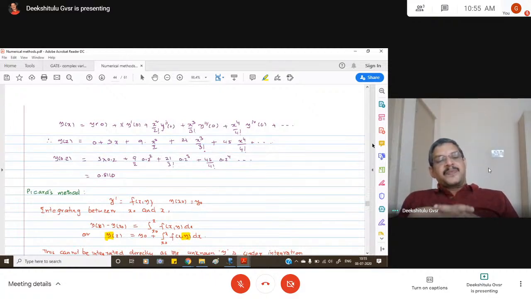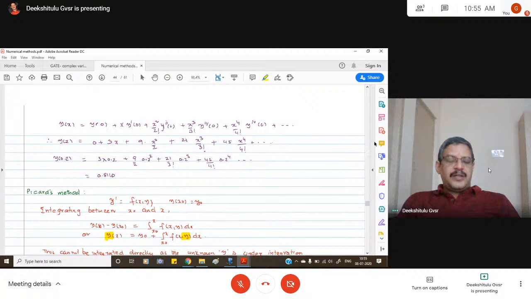Next method is Picard's method. Picard's method is also, as we discussed earlier, a series solution method. It also gives a solution as a series in x. Let us say y dash is equal to f of x, y, with y at x naught equal to y naught. Here we take a very different turn in the process. There we used Taylor's theorem, but here we are not doing so.